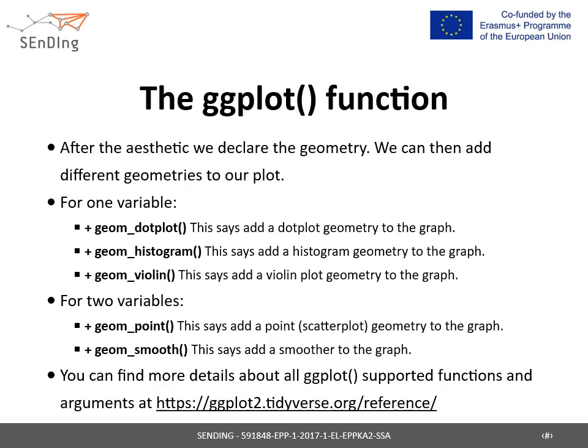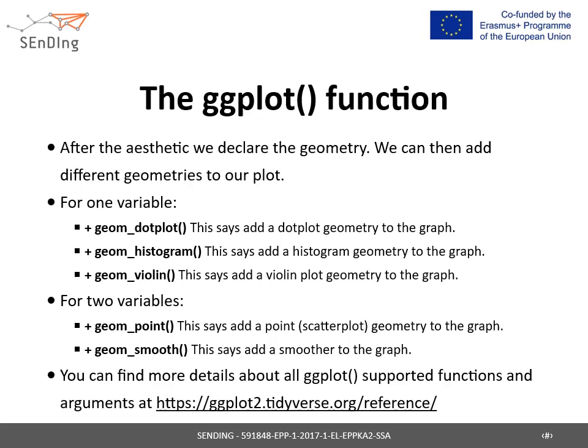After the aesthetic, we declare the geometry. We can then add different geometries to our plot. For one variable, we can choose among the following: geom_dotplot. This says add the dot plot geometry to the graph. geom_histogram. This says add a histogram geometry to the graph. geom_violin. This says add a violin plot geometry to the graph.